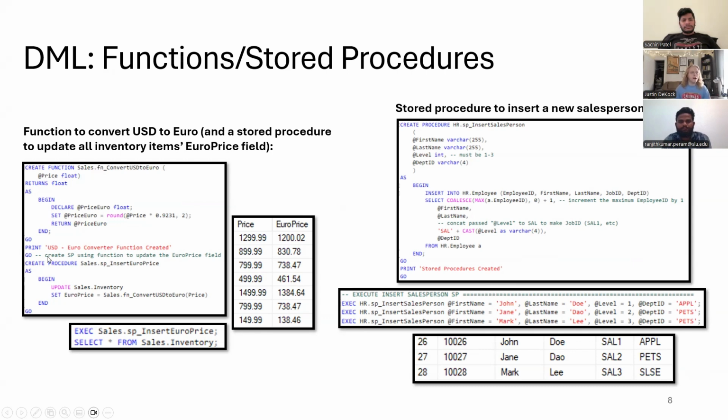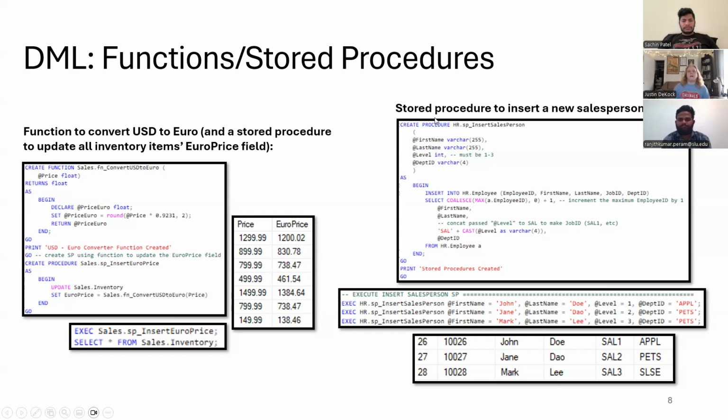And then we also created a very quick procedure to update. We created a null field in the inventory table called euro price. And we created this stored procedure to pass all of the prices defined in our inventory table and convert them to euros in this euro price column. So we can see how that's called right there. And then this is the result of that.